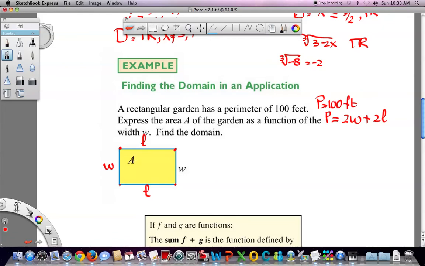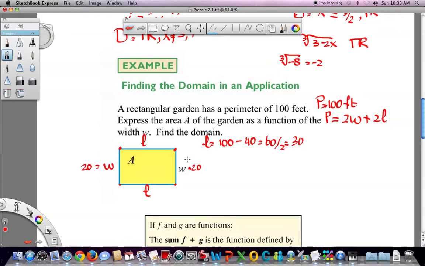If you have trouble visualizing this, what if I said that the width was 20? If the width was 20, could we figure out what the length would be? Well, I think we can. If the width is 20, then this would be 20. I had 100, and I just took away 40, so that leaves me 60. But I do have to divide it by 2, right? So 60 divided by 2 is 30. So then the length would be 30.